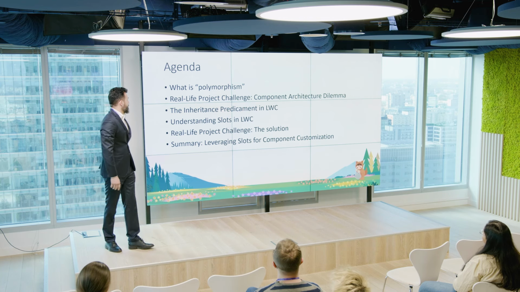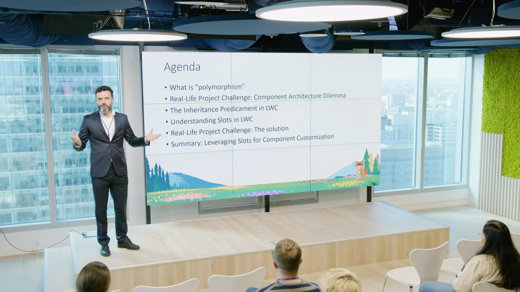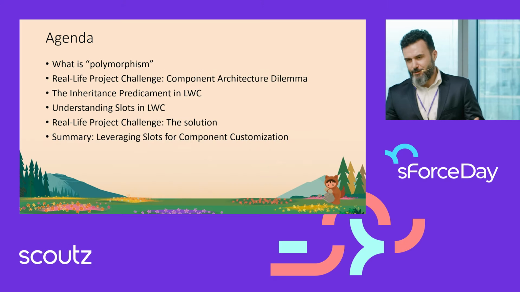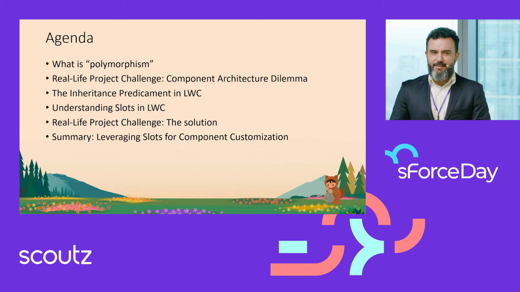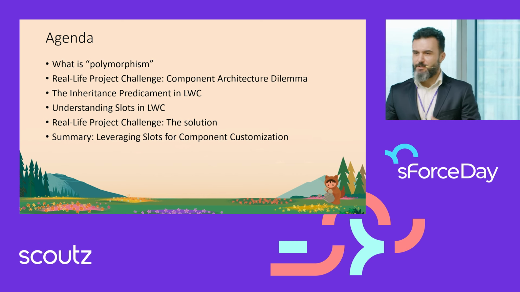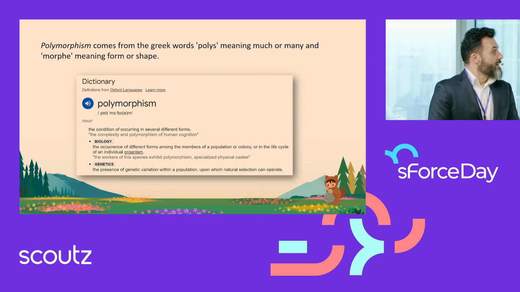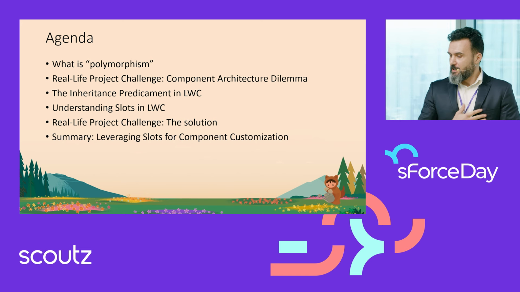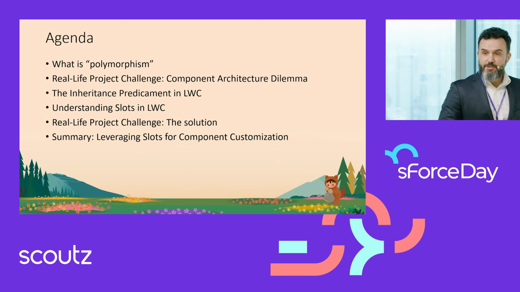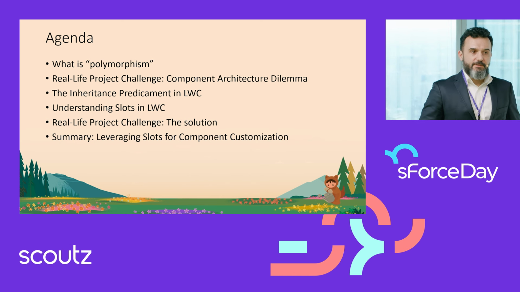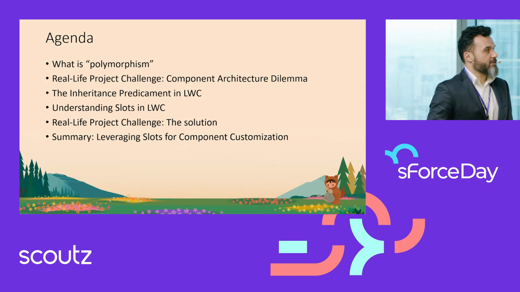Okay, so what's the agenda? Just talk briefly about what is polymorphism, right? It can mean a lot of things. I will explain the etymology of the word. We'll do some academic type fun example using a melody and how you can implement melodies in a generic way. And then we'll look at my real life project challenge from my recent project, where we needed to implement a generic component, and the slots, which are the key element of the solution, came really handy.